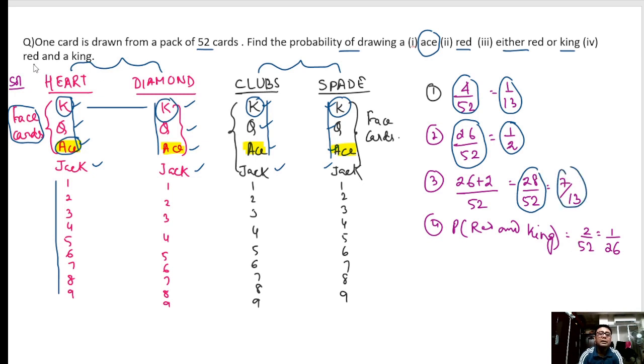Next is a red and a king. It should be a red and it should be a king. So I know that in the red there are only 2 kings. So it will be 2 by 52. This is that answer.